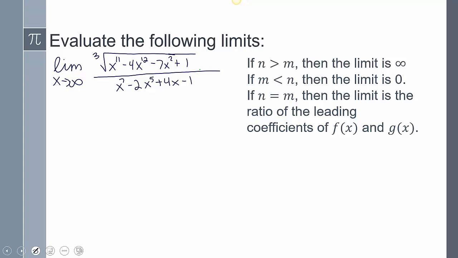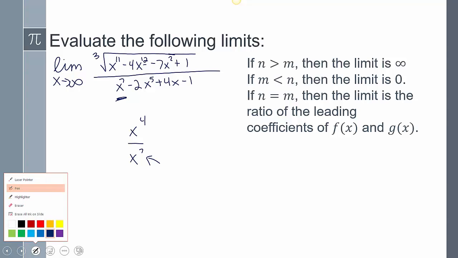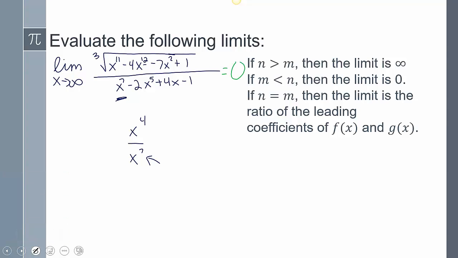On this next one, sometimes we can get fancy with square roots and how things are taken to a power. But just know, all we're looking at is just the highest power. Because this says the cube root, the cube root of x to the 12th is just x to the 4th. And then down here, the highest power is x to the 7th. Well, the degree in the denominator is larger, and so that means that my limit is going to approach 0.